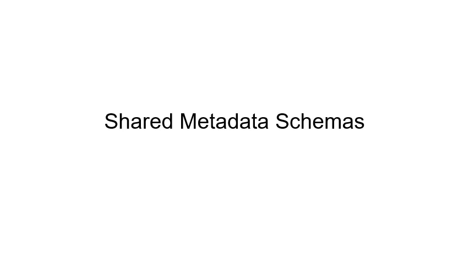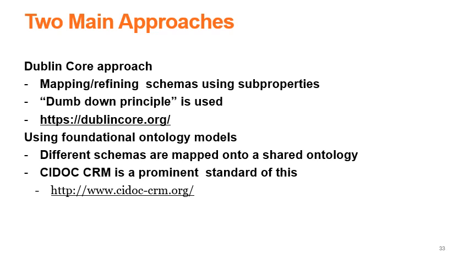In a semantic web infrastructure, we also need to share metadata schemas in order to make data interoperable in different data silos. There are two main approaches for making metadata schemas interoperable. Firstly, there is the idea promoted by the Dublin Core initiative, where the idea is to define a smaller core of metadata elements and then refine and extend it in different ways. It is possible to take new elements into the model and also refine the elements by using subproperty relationships between the element IRIs. This is called the dumb-down principle.